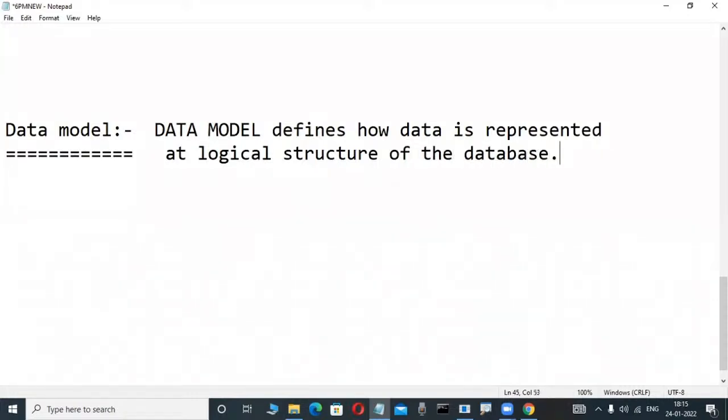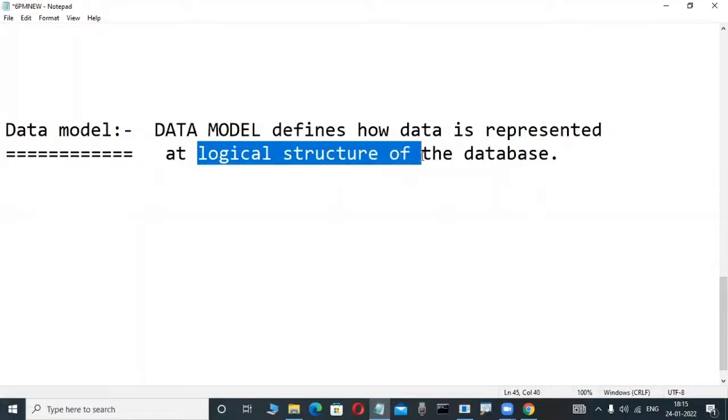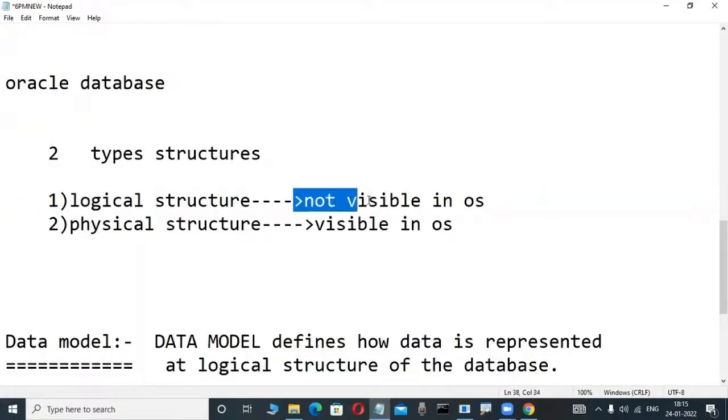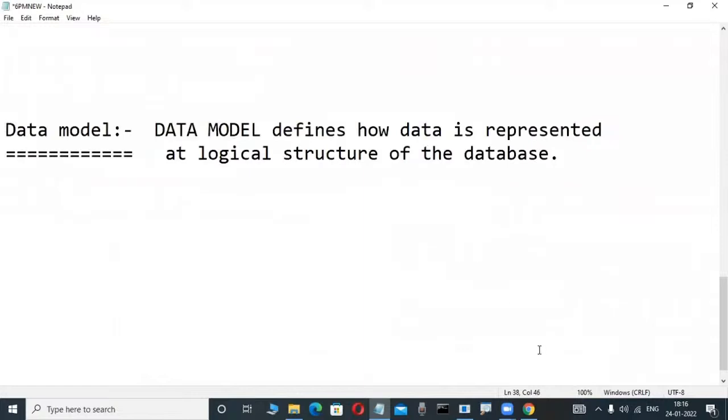And now check it out. What is a logical structure? As I said in previous classes, a structure which is not visible in the operating system is called a logical structure. Maybe you are creating a table, which is not visible in the operating system, but that structure is visible in a database. Very good.